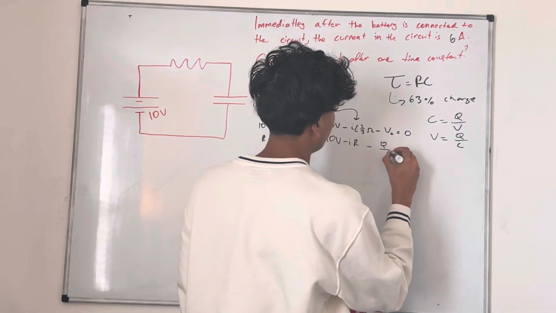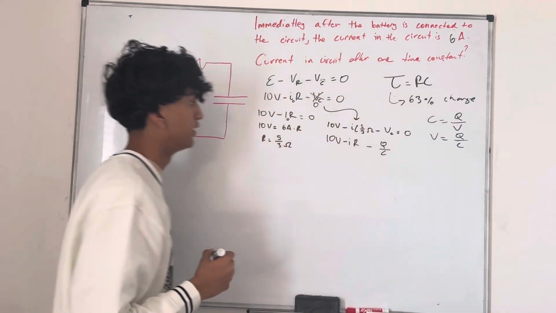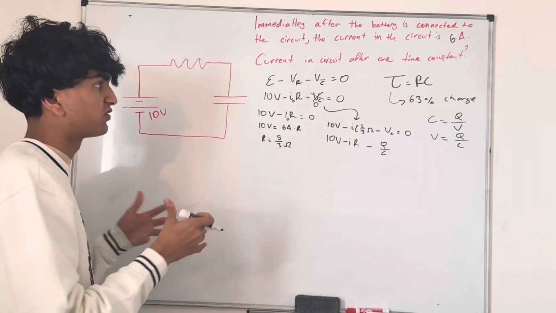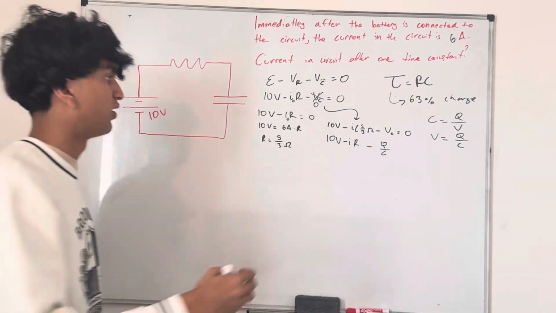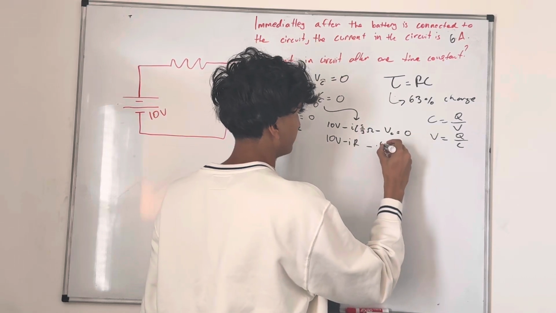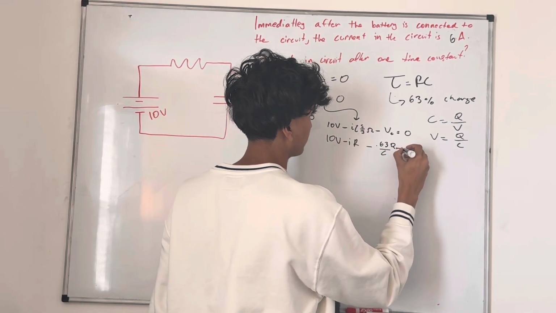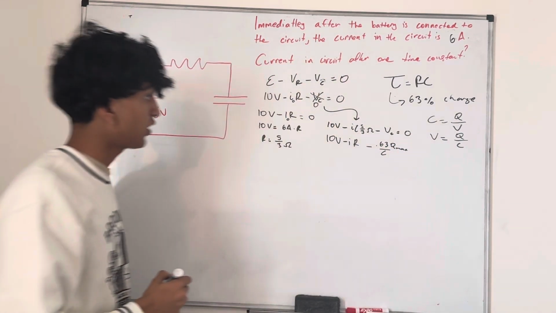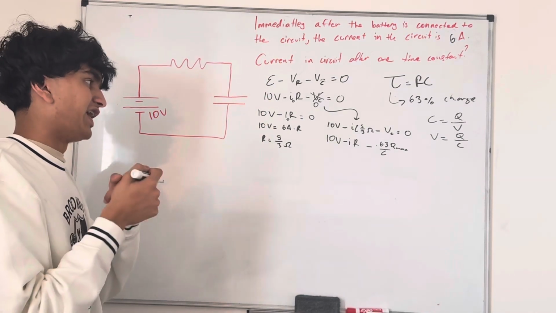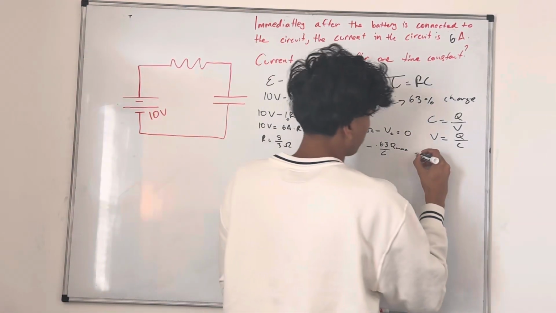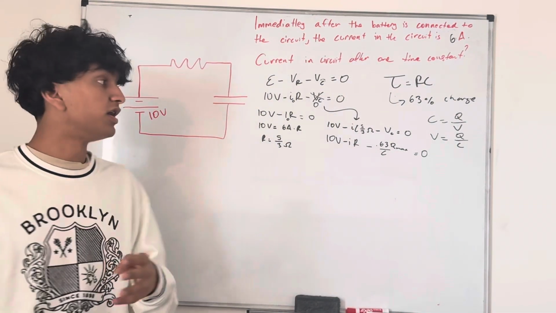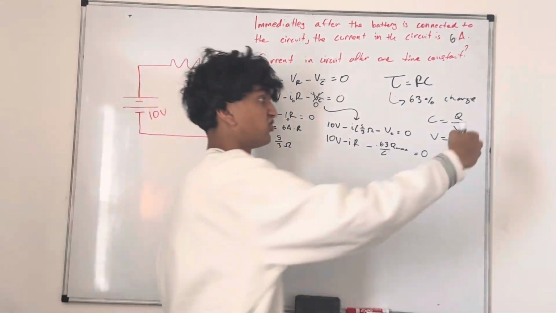Q over C. Now, what is the Q on the charge? Well, the Q on the charge is going to be 63% of the maximum Q. So I'm going to say 0.63 Q max. Okay, so 0.63 Q max over C. This stinks because I don't know what the capacitance is. It's unknown, but I remember capacitance is just the ratio.